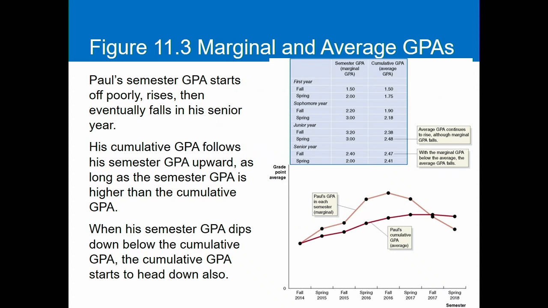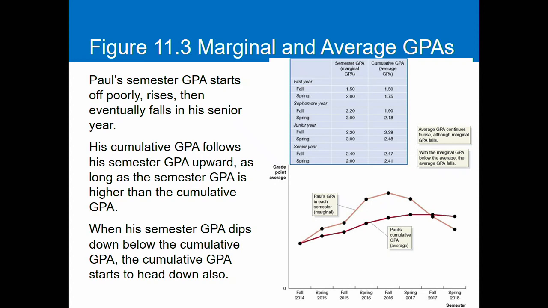Another example is average GPAs. I know it's a little tough to see here. They love writing really small on these slides. We're looking at Paul as this example. He has a really poor GPA at first. First semester is a 1.5, second semester is a 2.0. So his cumulative GPA is just going to be the average of each of those semester grades.